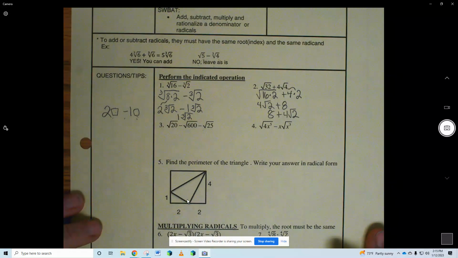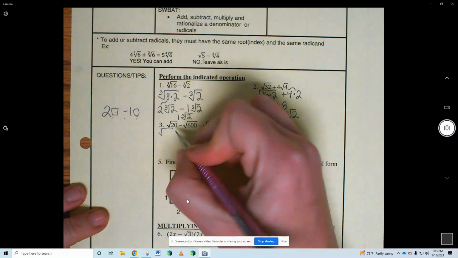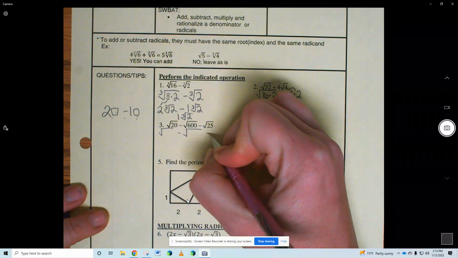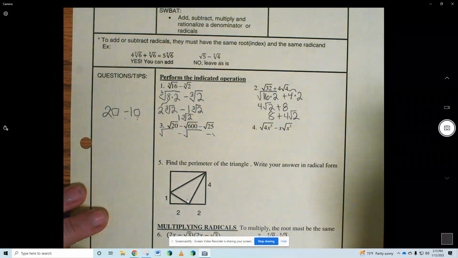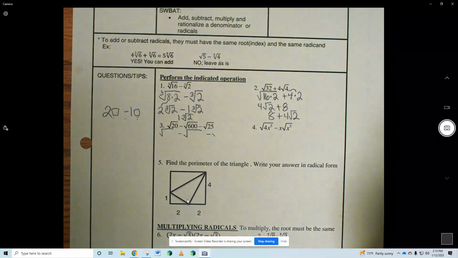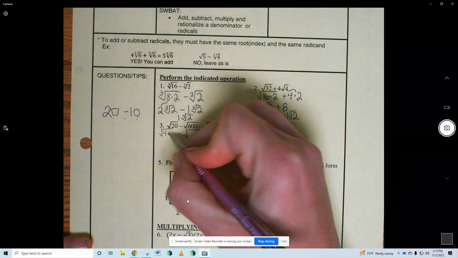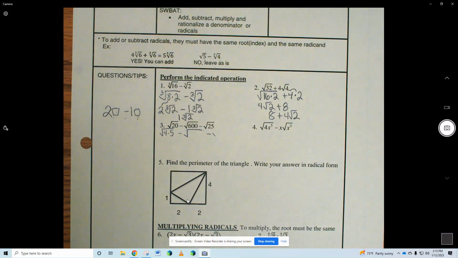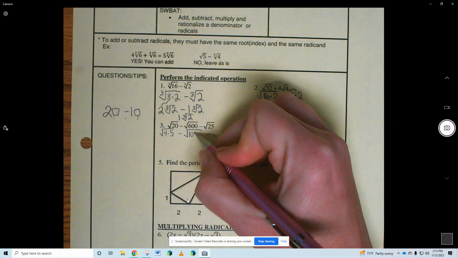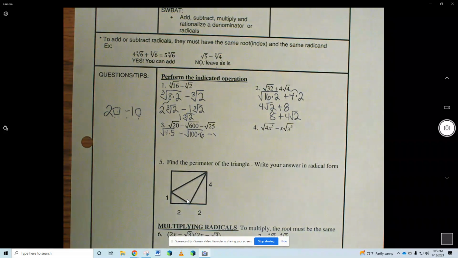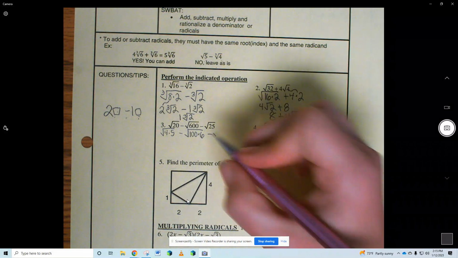20. Break it up. I really want them to have the same number underneath. 20 is 4 times 5. 600. What's the biggest perfect square that goes? 4 goes into 600, but isn't there a larger one? 100. 100 times 6. Rad 25 is just a plain old 5.